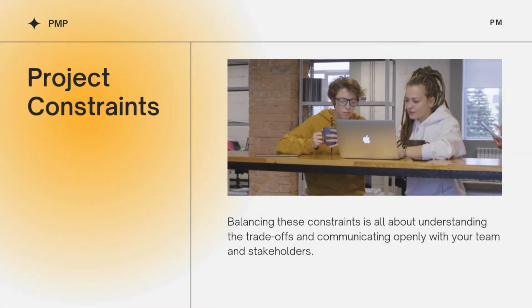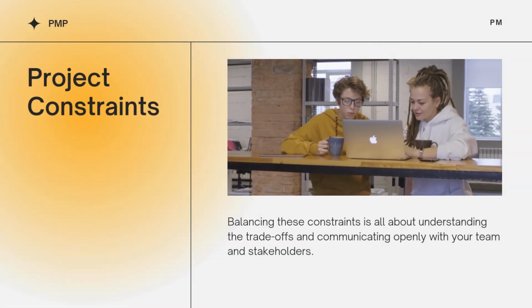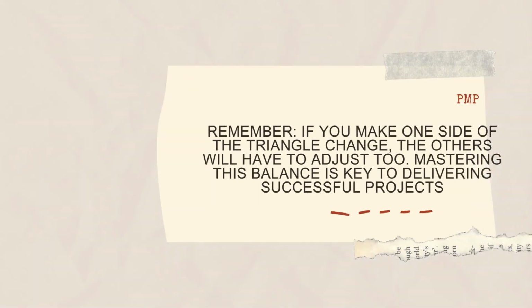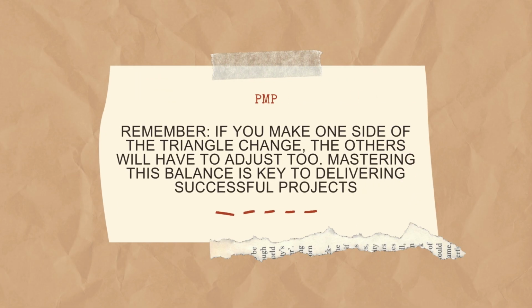Balancing these constraints is all about understanding the trade-offs and communicating openly with your team and stakeholders. Remember, if you make one side of the triangle change, the others will have to adjust too. Mastering this balance is key to delivering successful projects.